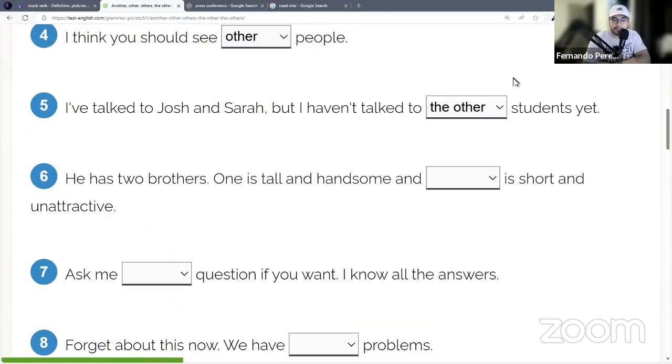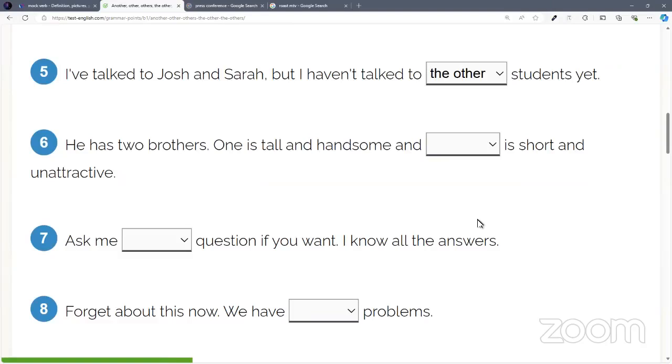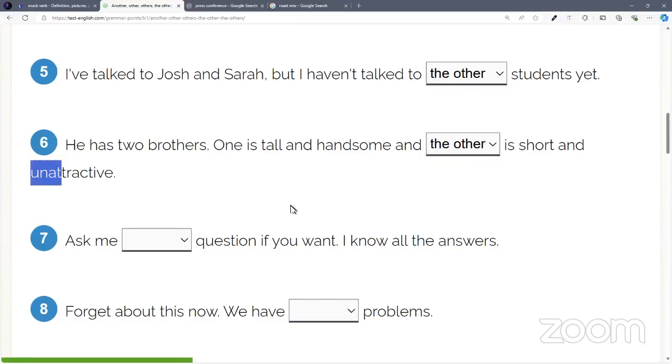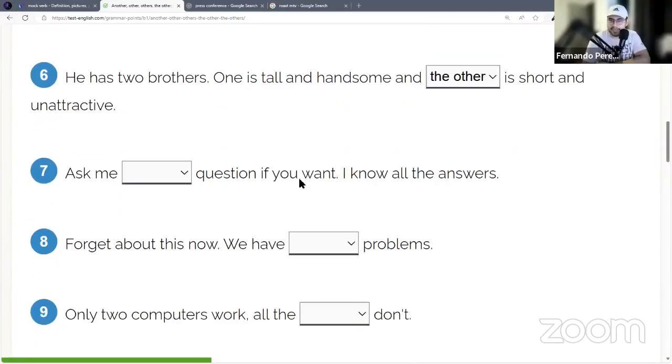Karen. He has 2 brothers. One is tall and handsome, and the other is short and unattractive. Of course. Pronunciation. Unattractive. Exactly. That's correct. Good. Number 7. Yamil.